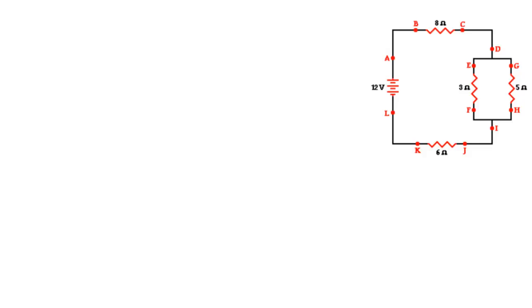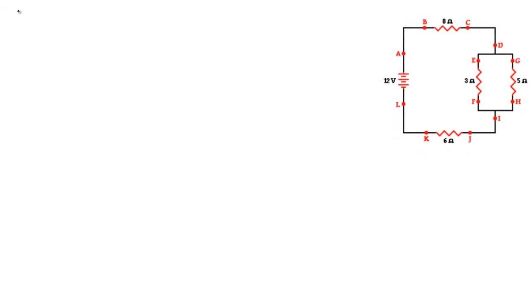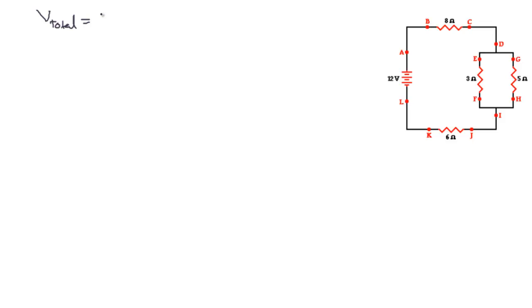Okay, in question number 3, we are asked to find the total resistance, the total current, the current through each resistor, and the voltage drop across each resistor. So let's start with the total. In order to find the total current, V total is given as 12 volts. We have that. We know the resistance of each resistor.